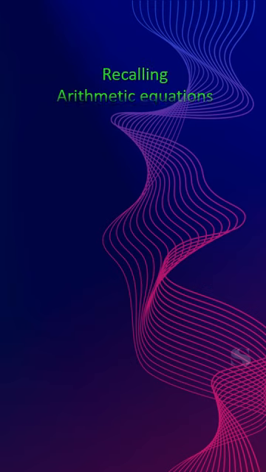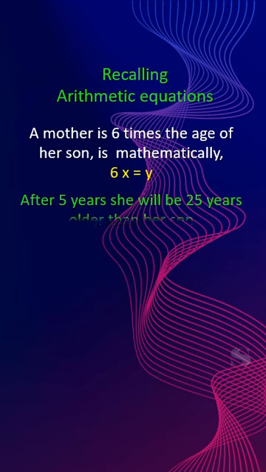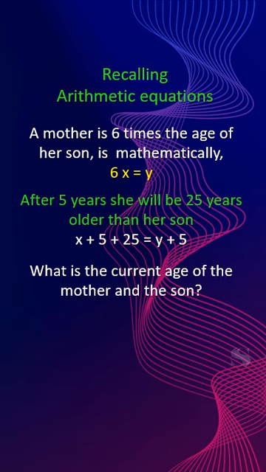Before we get on to explore the basic set of differential equations that prop up the extremely diverse world of differential equations, a quick recall of equations as relationship expressors might be helpful. Consider an example of a mother who is 6 times the age of her son as of date. But in the next 5 years, she will be 25 years older than her son. What are the current ages of the son and the mother?